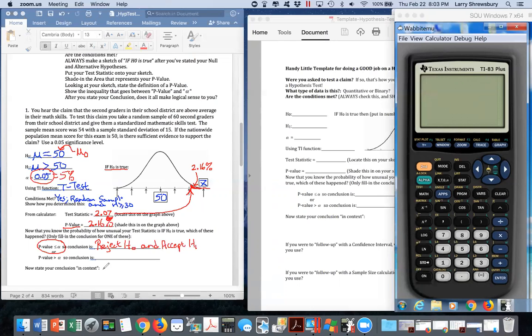Then to state it in context, I'm gently introducing this to you in the homework assignments that you have for this week and the first half of next week. In fact, I probably should talk about that. I'm going to go ahead and clear this, but you can see all the steps we went through. So we concluded that yes, there was sufficient evidence to support the claim that the second graders in this school district, that their scores are above average, above the national average of 50 in their math skills.